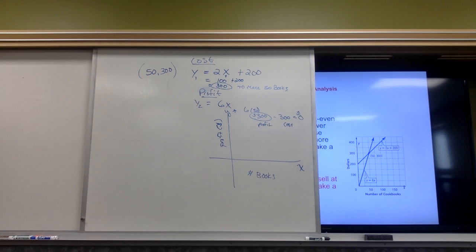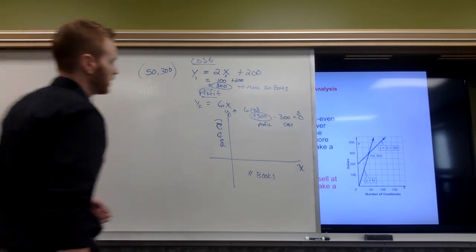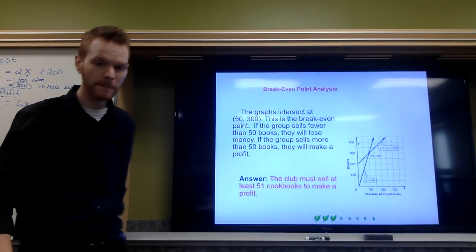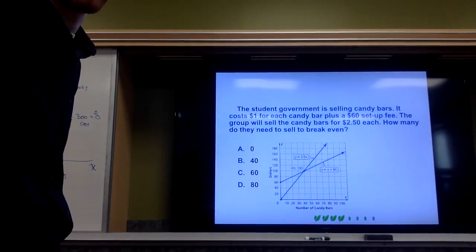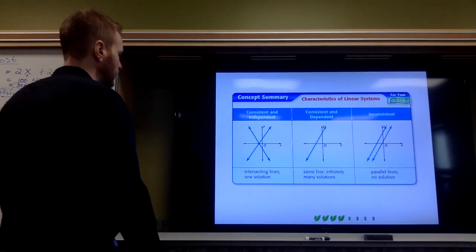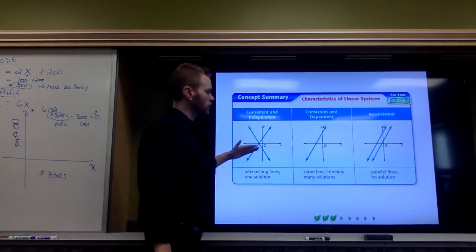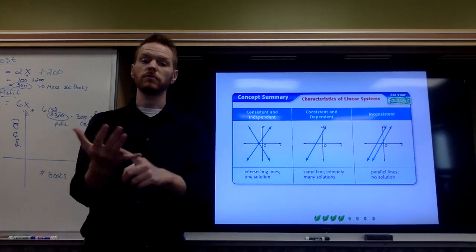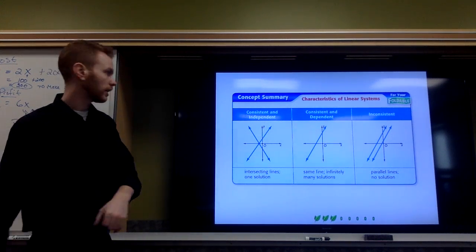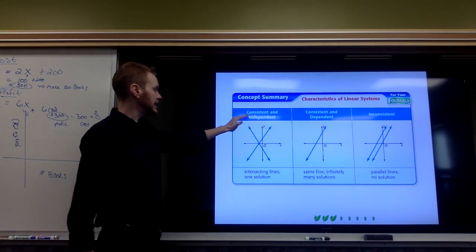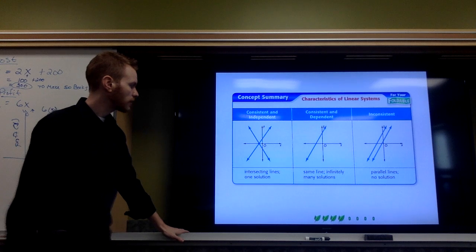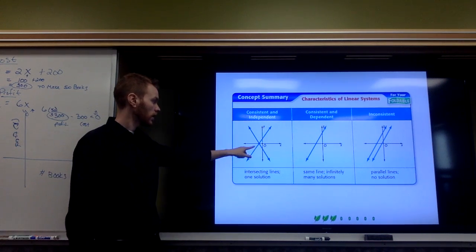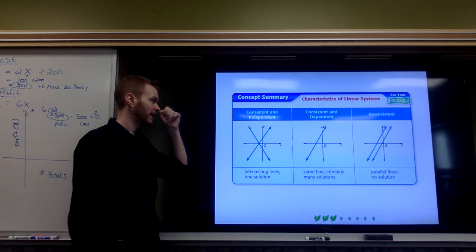All right, last thing I want to show you is the types of systems that we can have. This is actually working out well. This will be a good part 1 video. So you want to write these down. These are just descriptions of what type of system you have and what the graph is going to look like. We have a consistent and independent system, and that's what we were working with today. All of them are consistent and independent, so they have one solution.